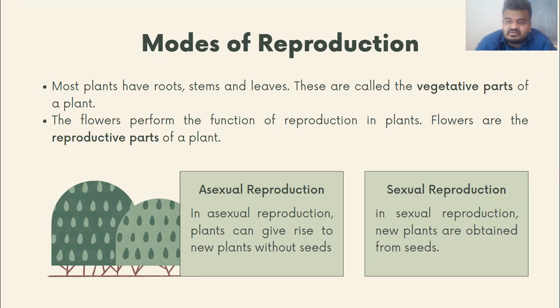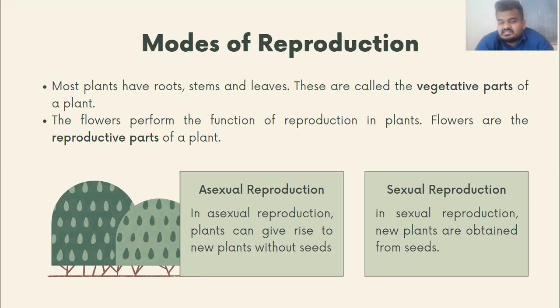And since the flowers are the reproductive parts of a plant, for this you have already studied the example of the mango tree in class 7. We get some flowers on a mango tree in spring, and after that we get juicy mango in summer. So these flowers perform the function of reproduction in plants, and that's why these flowers are called the reproductive parts of a plant, simply.